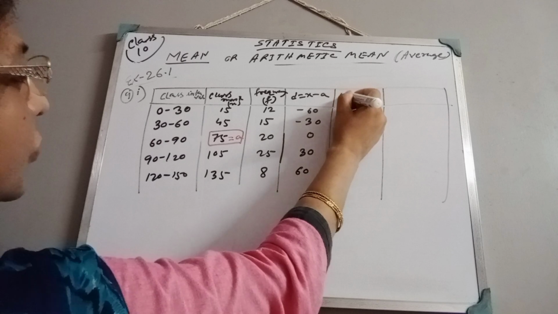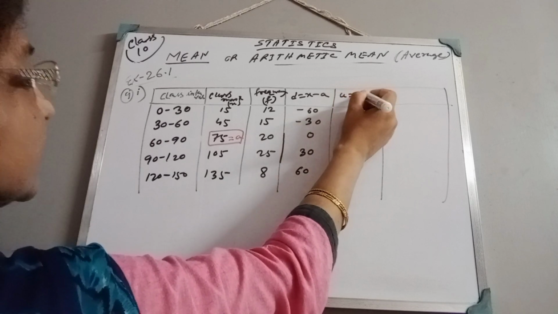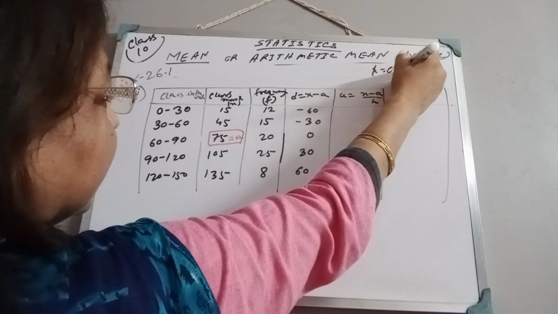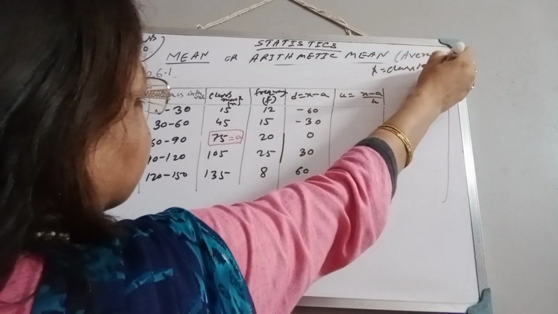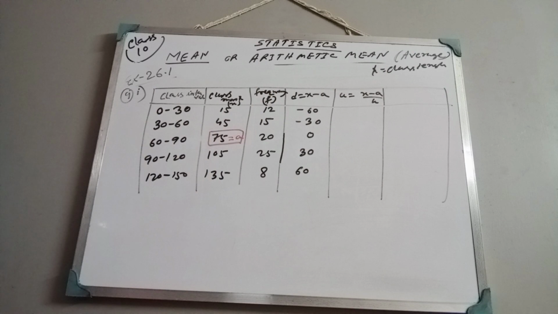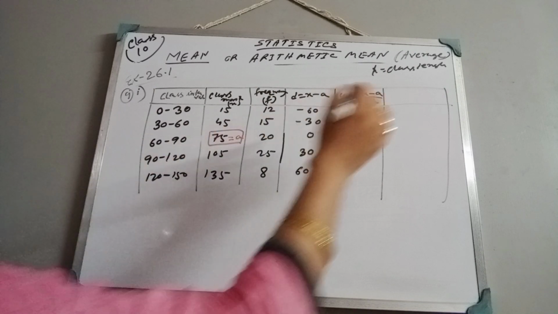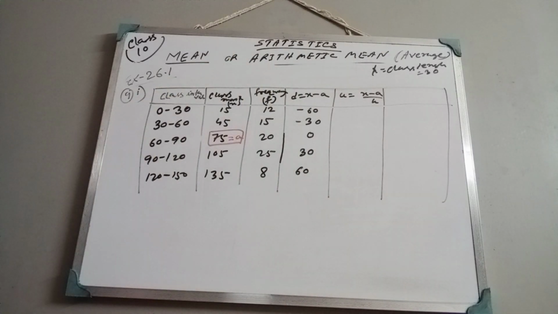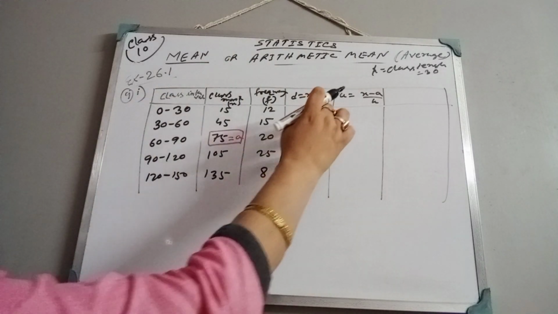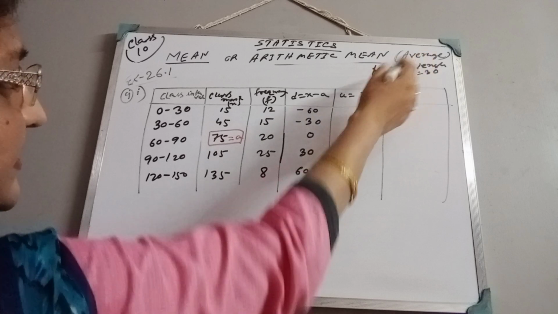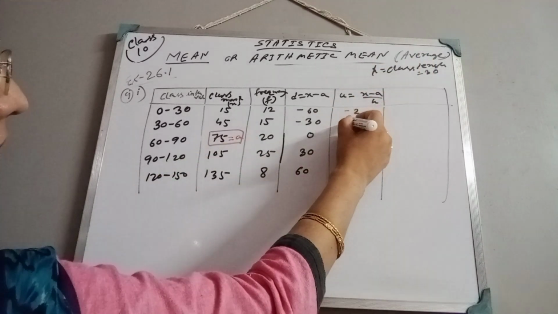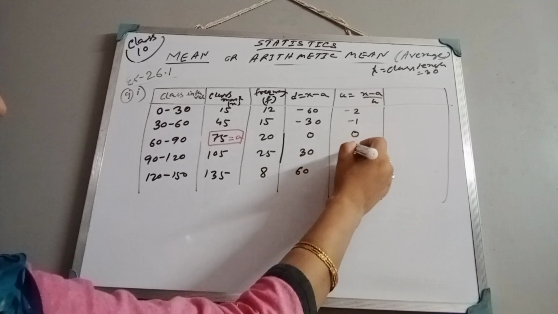Now u. U equals what? X minus a by h. H equals what? H equals class length or class size. Here class length is 0 to 30, so h equals 30. Now minus 60 by 30 means minus 2. Minus 30 by 30 is minus 1. 0 by 30 is 0. 30 by 30 is 1.